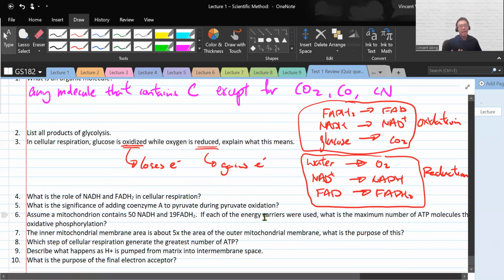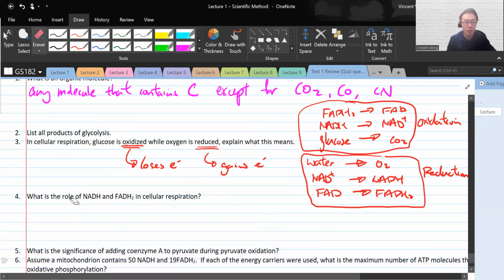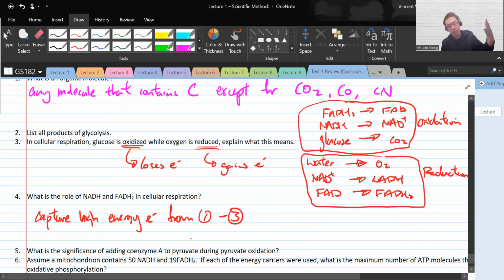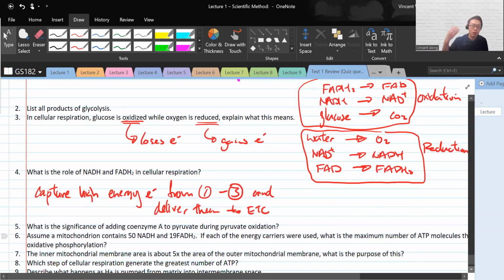Okay, what is the role of NADH and FADH2 in cellular respiration? They are there to capture high energy electrons from steps 1 to 3, right? Okay, glycolysis, pyruvate oxidation, and Krebs cycle, and deliver them to the ETC. That's the job. They are the taxi. They are the shuttle that goes back and forth, right?